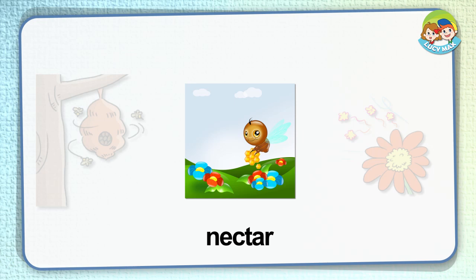Nectar. What is the bee carrying? The bee is carrying nectar. Nectar is a sweet liquid in flowers. Flowers produce it. The bee will take the nectar into its hive. Then it will produce honey with the nectar.